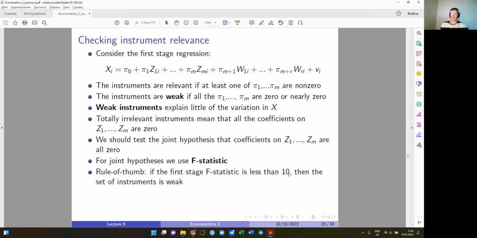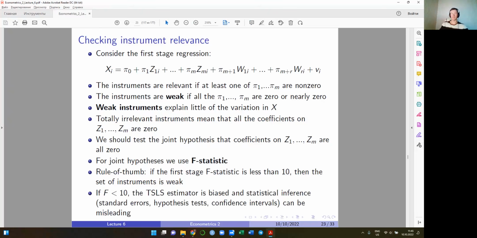This is a practical issue. In practice, when the F statistic exceeds 10, then we are fine. If the F statistic is less than 10, then the set of instruments is weak, and we need to find better instruments for our case. If F is less than 10, the estimator is biased and statistical inference is misleading. We cannot rely on confidence intervals or hypothesis tests from the second stage regression when the F statistic on the first stage is less than 10.